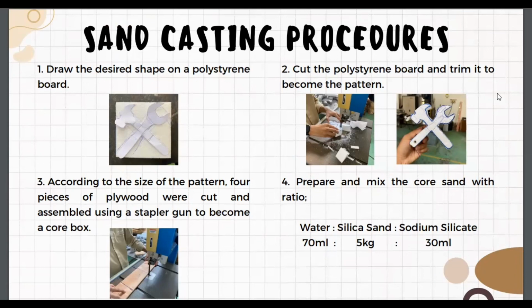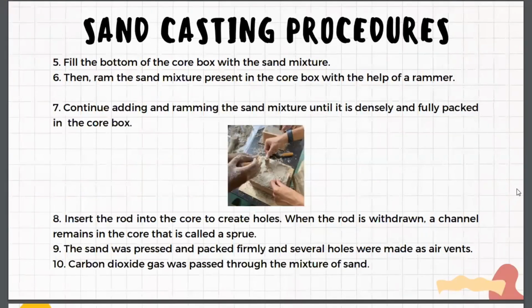And then, prepare and mix the core sand with a ratio of 70 milliliters of water, 5 kilograms of silica sand, and 30 milliliters of sodium silicate. For the fifth step of the sand casting procedure, fill the bottom of the core board with the sand mixture. Then ram the sand mixture in the core board with the help of a rammer. Then continue adding and ramming the sand mixture until it is densely and fully packed in the core board.